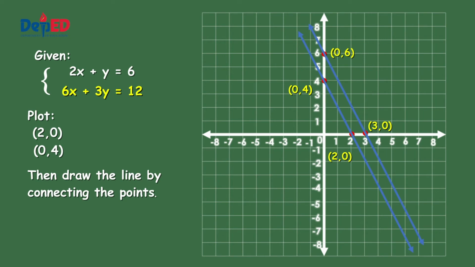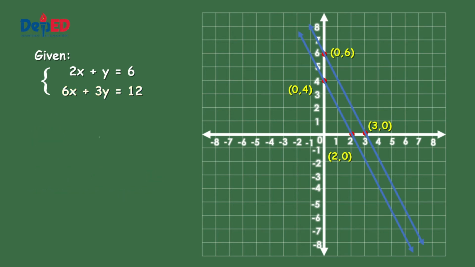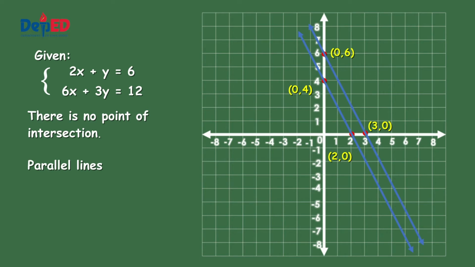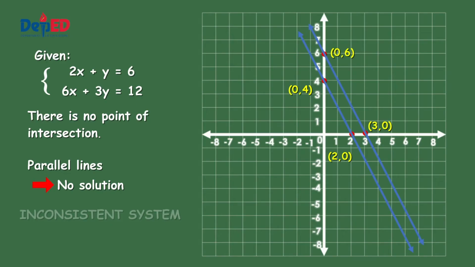We learned that the solution to the system of linear equations is the point of intersection of the lines in the graph. But observe the graph. Do you see a point of intersection of the lines? There is no point of intersection. We actually have here a pair of parallel lines. What can we conclude from this? We can say that the given system of linear equations doesn't have any solution. So, when a system of linear equations has no solution, we call it an inconsistent system.